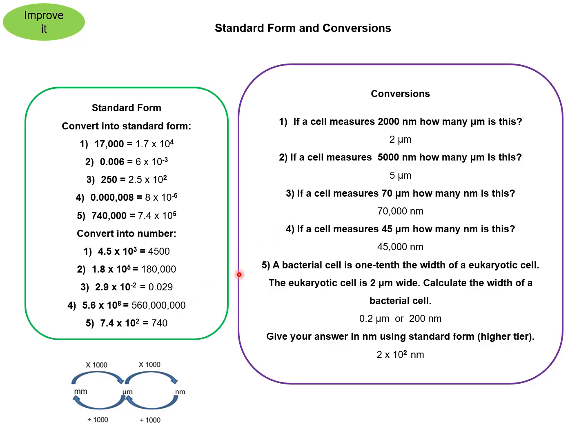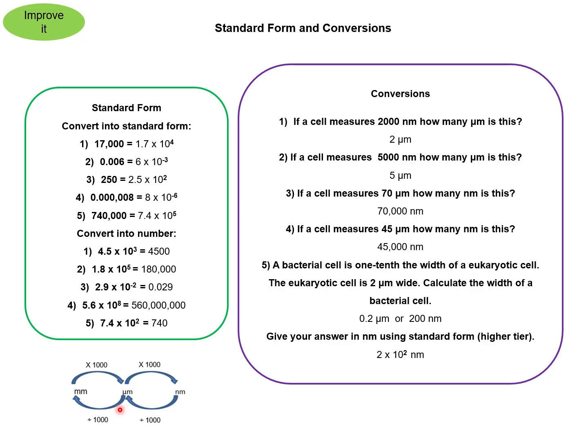Conversions, right, I'll work this through with the chart. So if a cell measures 2000 nanometers, so that's here, how many micrometers is this? So we are going from nanometers to micrometers. That's divided by 1,000. That gives us the answer of 2 micrometers.